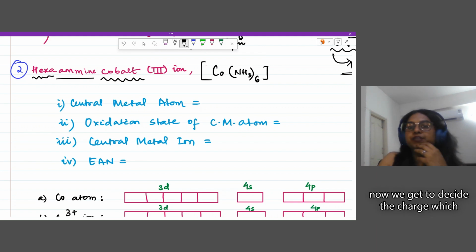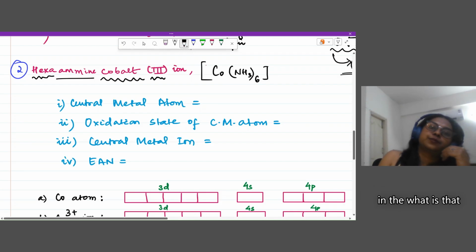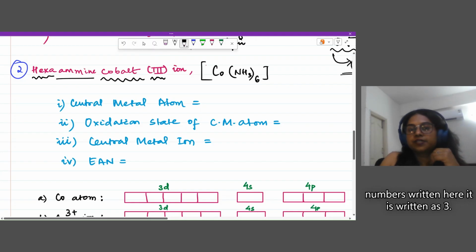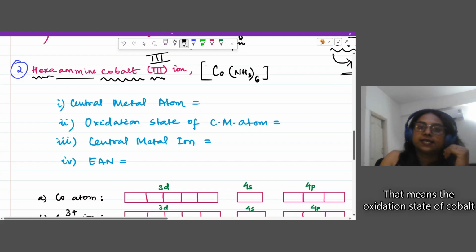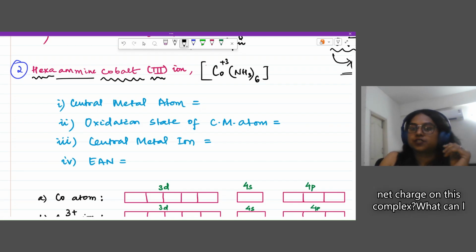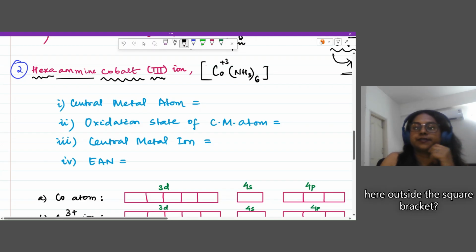And now we get to decide the charge which would be there outside the complex. Here in the parenthesis, there are some Roman numerals written. Here it is written as 3. That means the oxidation state of cobalt in this particular complex is 3. As a result, what do you think would be the net charge on this complex? What can I write on the top right corner here outside the square bracket?